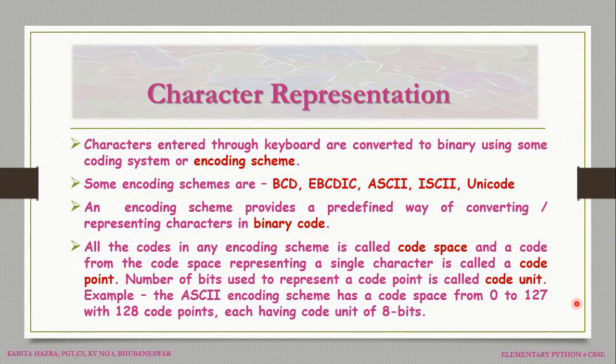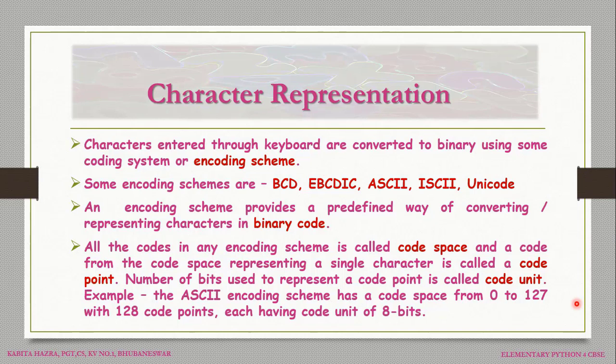Characters entered through the keyboard can be converted to binary using any encoding system or encoding scheme. There are various encoding schemes like BCD, Extended Binary Coded Decimal Interchange Code, ASCII, ISCII and Unicode. Any encoding scheme provides a predefined way of converting or representing characters in binary. All the codes in any encoding scheme form a code space, and one code from the code space is used for representing a single character and is called a code point. The number of bits used to represent any code point is called the code unit.